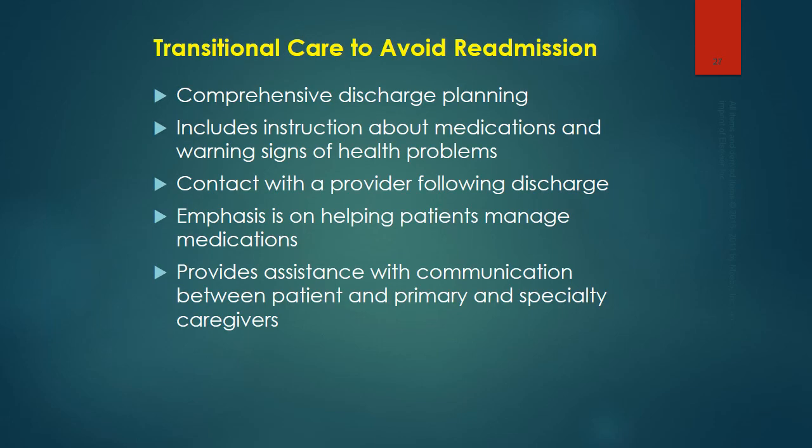Transitional care is important to avoid readmission. It involves comprehensive discharge planning. It includes instruction about medications and warning signs of health problems. It addresses contact with a provider following discharge. It emphasizes helping patients manage medications, and it also provides assistance with communication between the patient and primary and specialty caregivers.